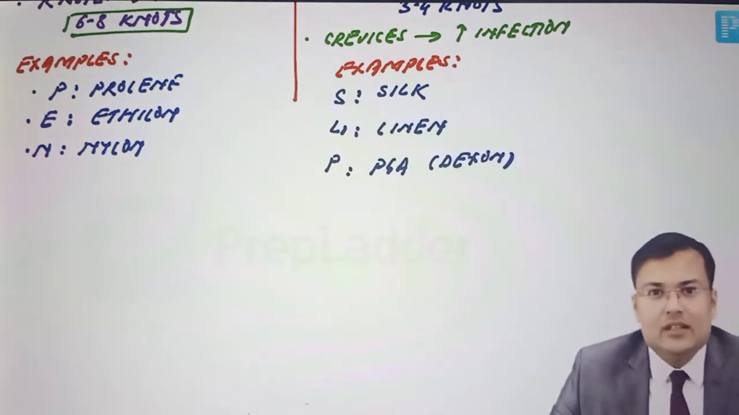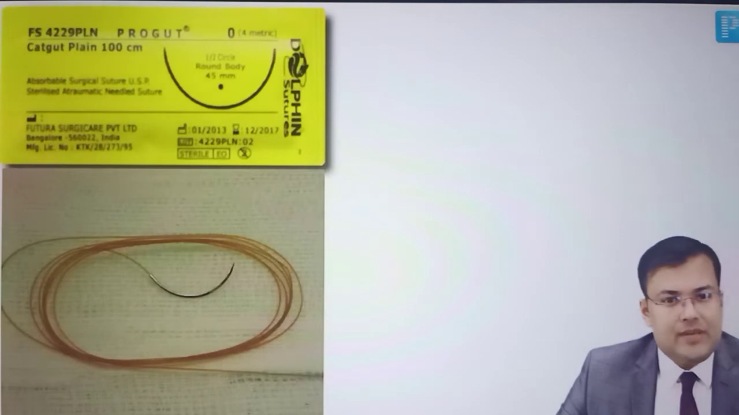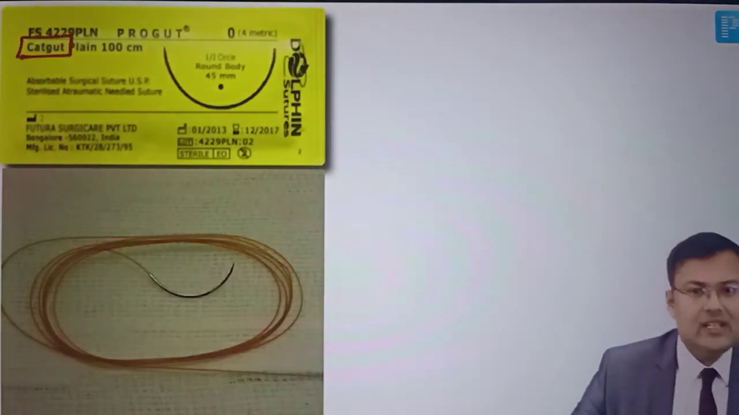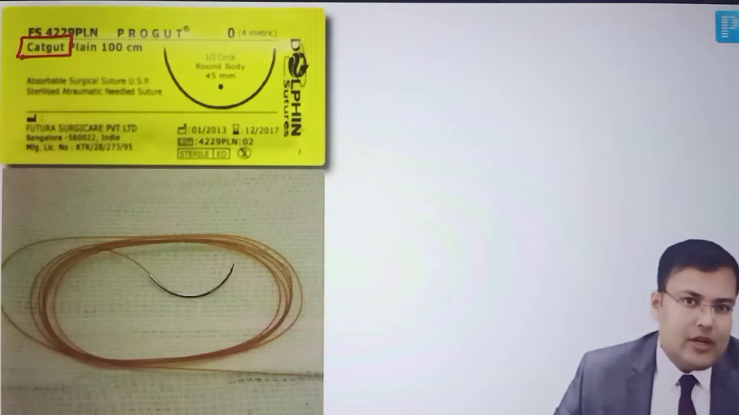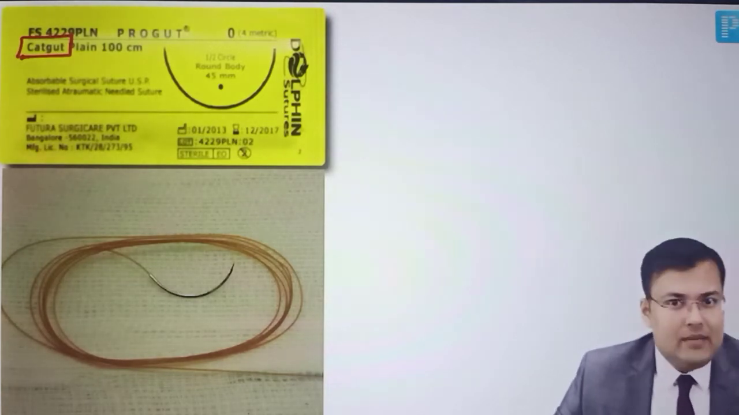Let's first discuss the catgut. Now see, this was an image-based question in NEET PG. Can you see here? It's written catgut. So be careful. Catgut is not the gut of a cat. It is the sheep gut. Which part of the sheep gut? Ileum. Which layer of the ileum? It is the submucosa.